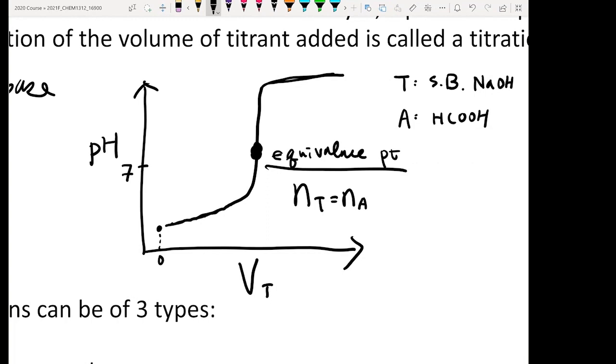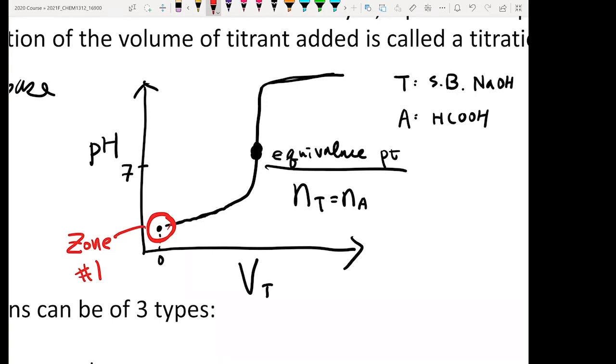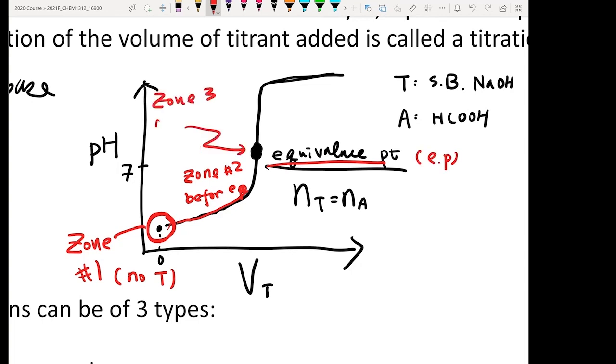Here, we are going to pay attention to 4 different zones. Zone number 1 is before you add in any titrant. So zone number 1 is no titrant condition. Zone number 2 is before your equivalence point. Okay, so I will call the equivalence point just EP. Zone 3 will be at equivalence point. And then zone 4 will be after equivalence point. So what we are going to do today is, if I give you a titration system, can you calculate the pH at these 4 different zones?